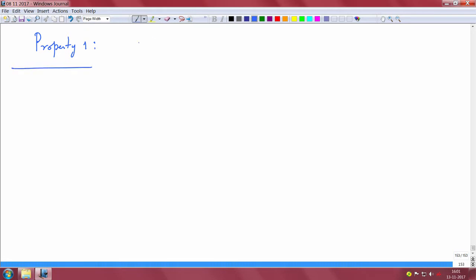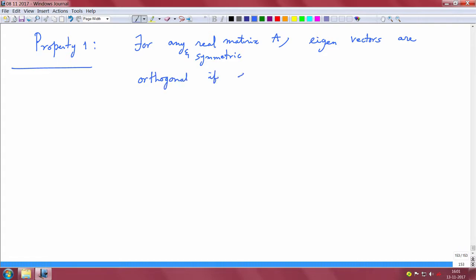Property 1: for any real and symmetric matrix A, eigenvectors are orthogonal if eigenvalues are distinct. An interesting property, right? I give you a real symmetric matrix and I do the eigen decomposition, and eigenvectors are orthogonal if eigenvalues are distinct.